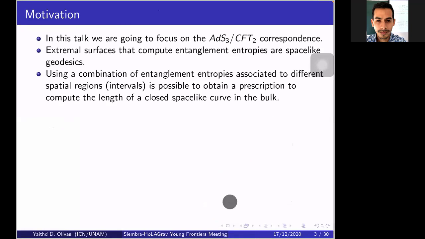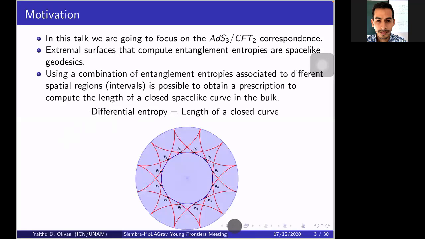And we can use a combination of entanglement entropies associated to different spatial regions, in this case intervals, to obtain a different prescription to compute the length of a closed space-like curve in the bulk. Essentially, we have that some information theory quantity, known as differential entropy, is going to be equal to the length of a closed curve. I will elaborate more on that later, but let me just put a drawing of what is happening in this case.